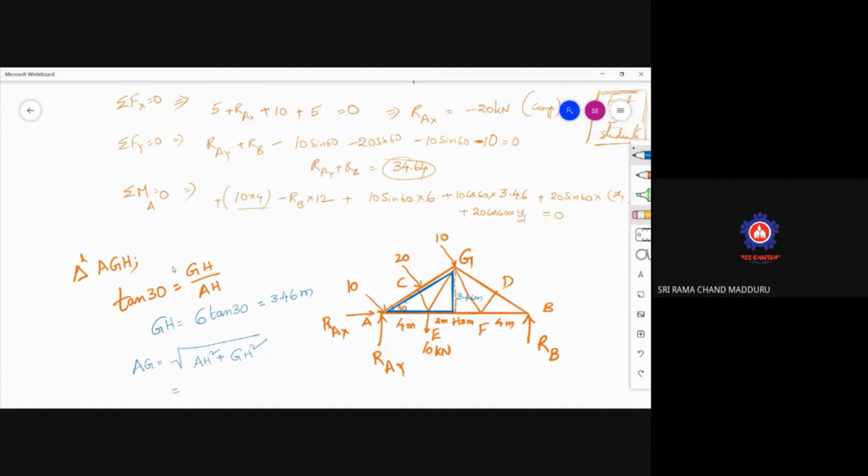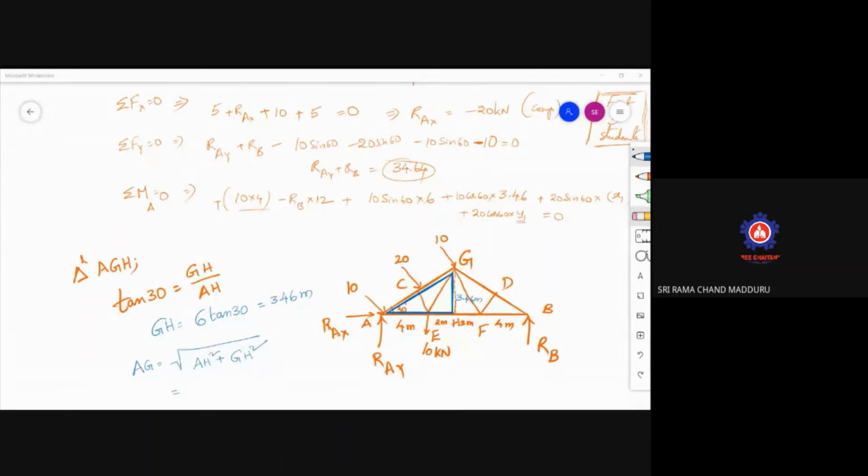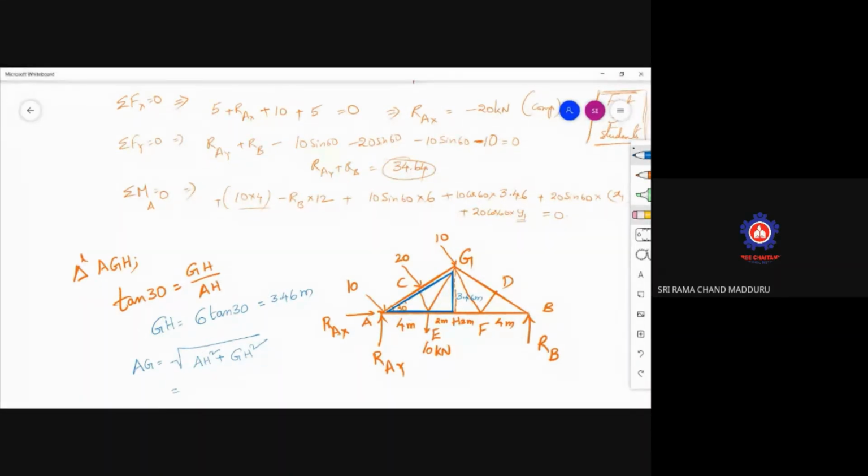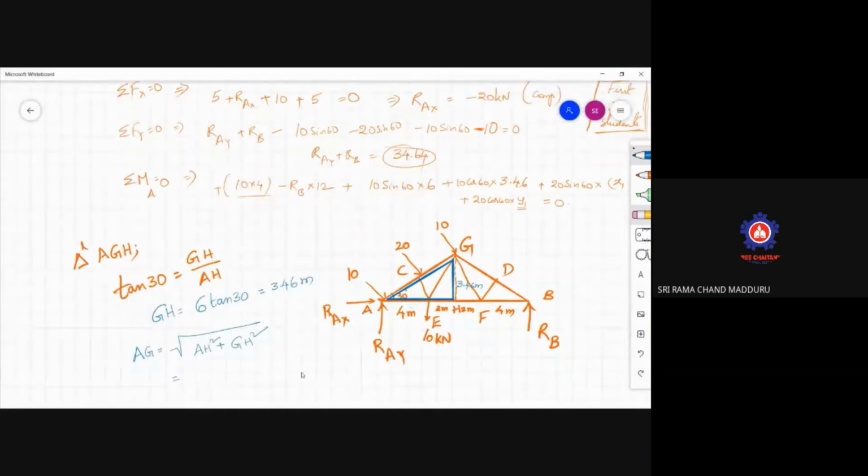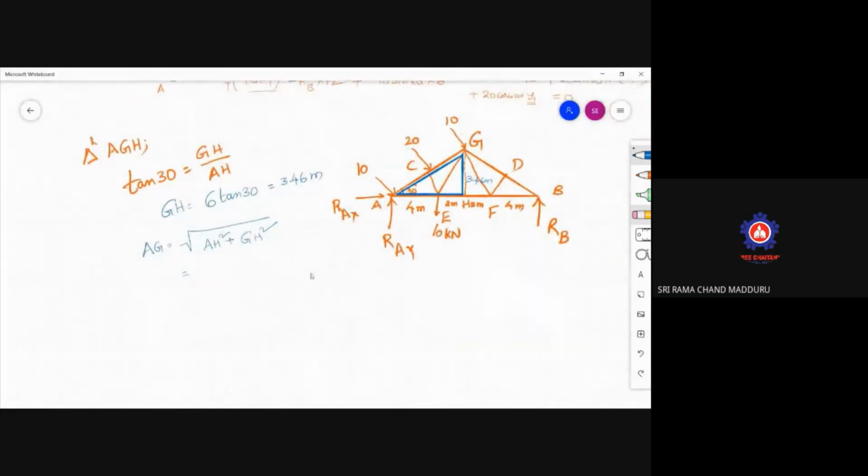So AH square plus GH square. Can you tell me what is the value of AG? What is the value of AG? Square root of AH square is nothing but 6 square plus 3.46 square, 6.92 meters. So this distance is 4.